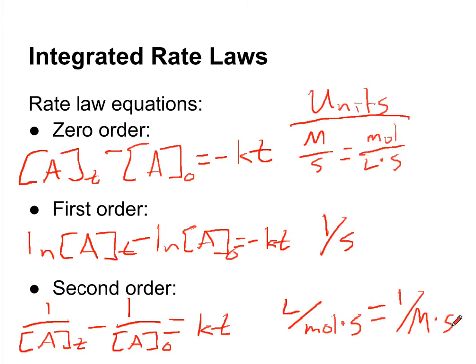Lucky for you, the first order and second order equations are given on the AP equation sheet, so that means they're also on your green sheet. The zero order equation, however, is not given. Only the first and second order equations are.